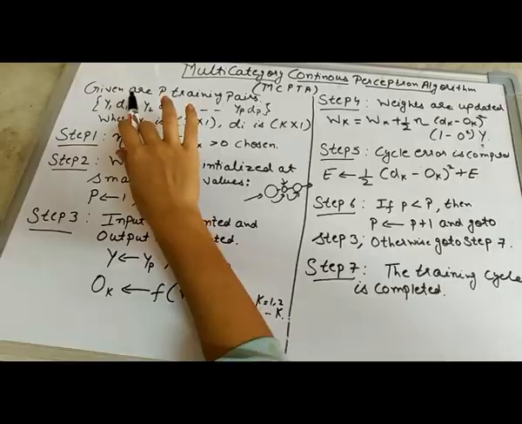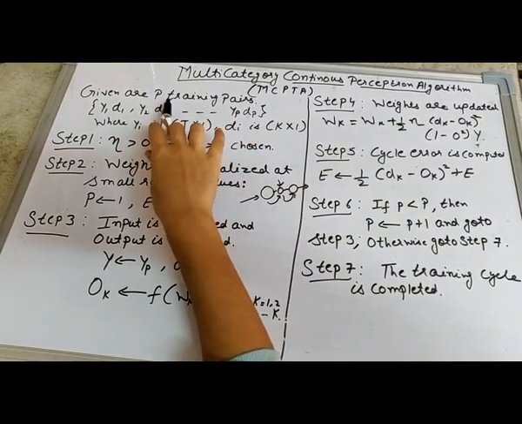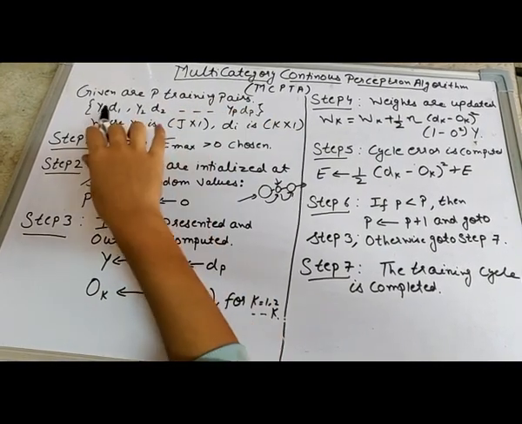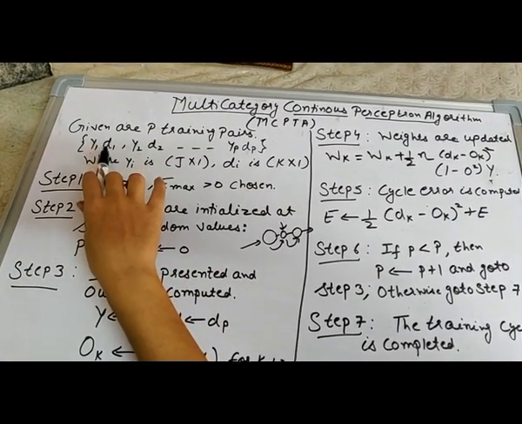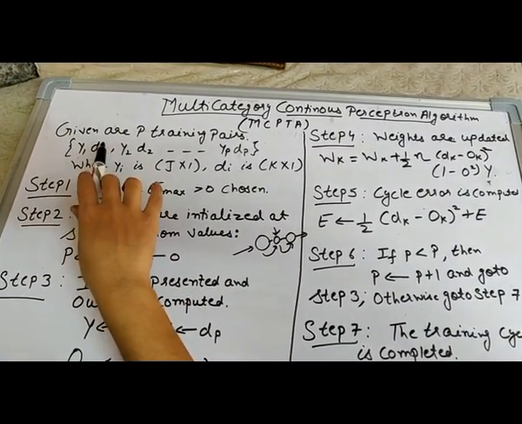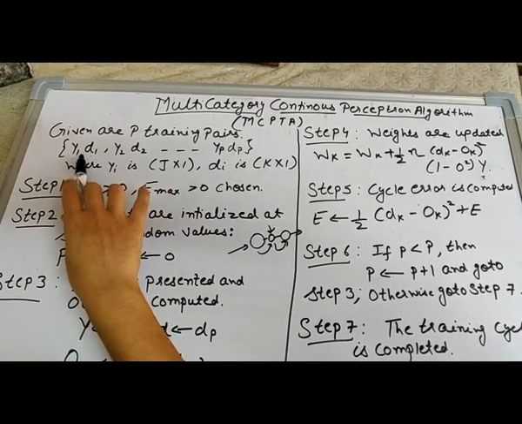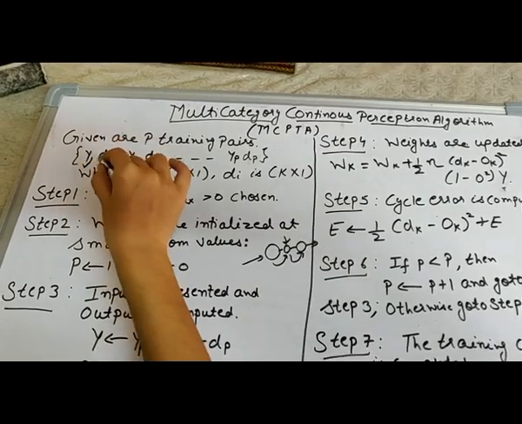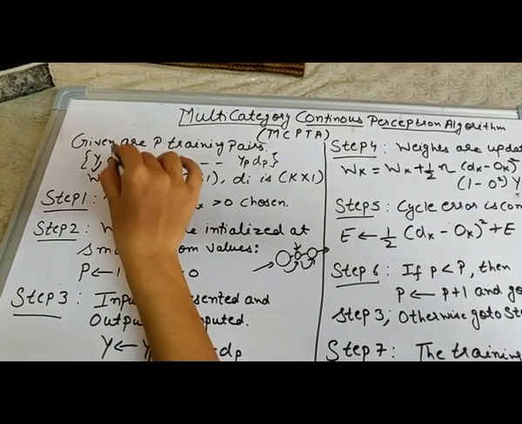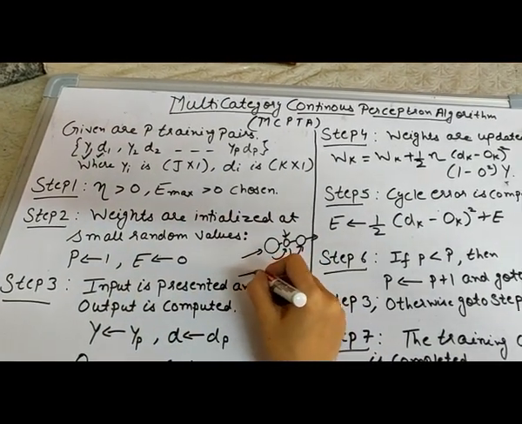Now, according to this algorithm, there are given p training pairs. The p training pairs are given in the form of y1, d1. Again, like in the single category continuous perceptron algorithm, the training pairs are given as a pair: the first is the input and the second is the desired output. That means you are always given an input value.